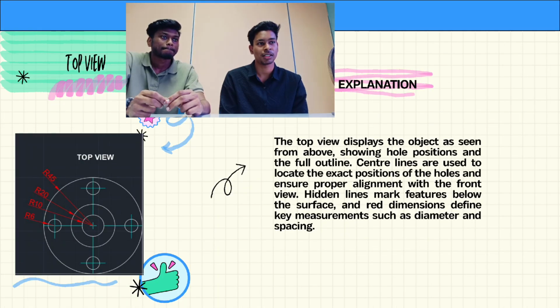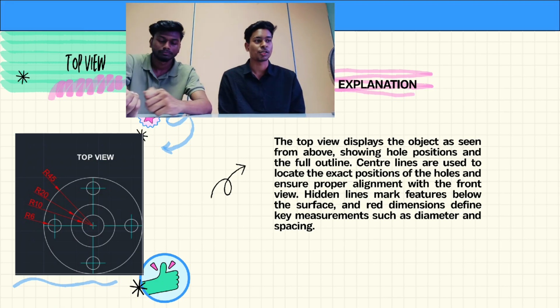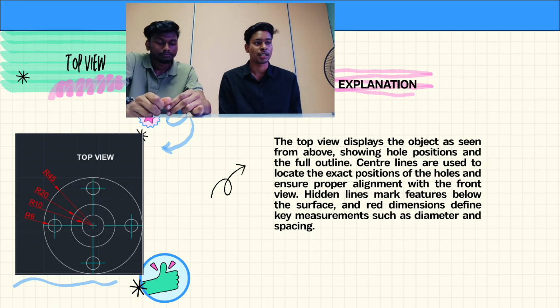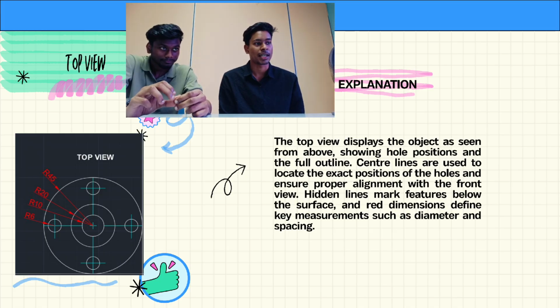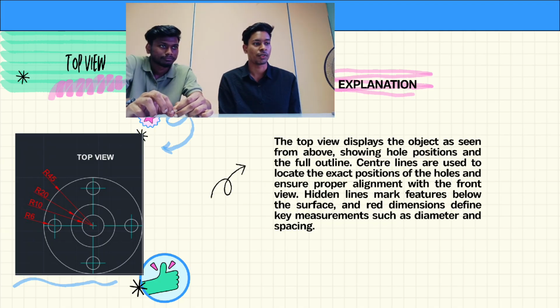So now we're going to see the top view. The top view displays the object as seen from above, showing hole positions and the full outline. Center lines are used to locate the exact position of holes and ensure proper alignment with the front view. Hidden lines mark the features below the surface, and red dimensions define the key measurements such as diameter and spacing.